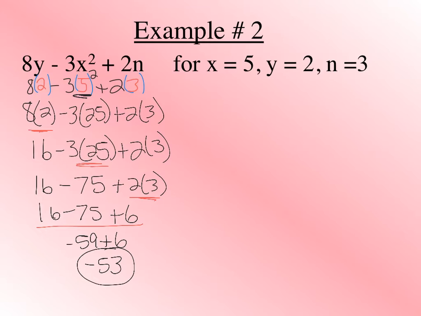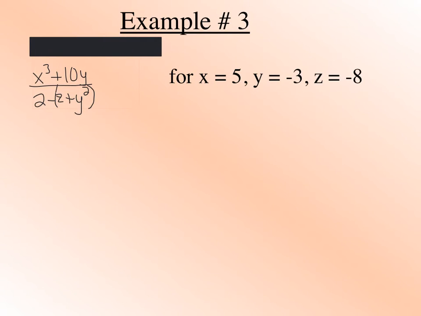So 16 minus 75 is negative 59, plus your 6, different sign, so we're going to subtract to get negative 53 as a final answer. I apologize for the way I had to rewrite this. The formatting got messed up when I imported.